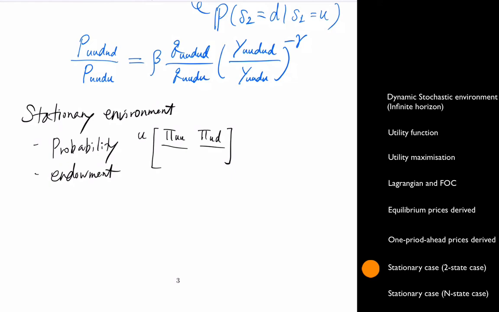As long as the current economy is up, then in the following date, the economy is up with probability pi uu and down with probability pi ud. Similarly, if the current economy is down, it doesn't matter whether this is date 1 or date 5 or date 20 or date 100. The past history doesn't matter. As long as the current state is down, in the following date, the economy will be up with probability pi du, and down again with probability pi dd. Suppose probabilities are characterized by this simple 2x2 matrix.